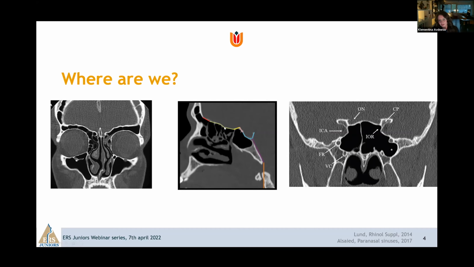If we move posteriorly, then the skull base becomes more dense, and the posterior skull base is harder to damage compared to the anterior skull base. Moving even more posteriorly, there you have the sella turcica with the pituitary gland, and some important structures in the sphenoid sinus, such as optic nerves and optic chiasm, internal carotid artery, the second branch of the trigeminal nerve, and the Vidian canal with Vidian nerve.